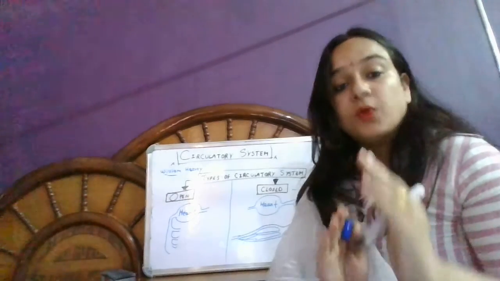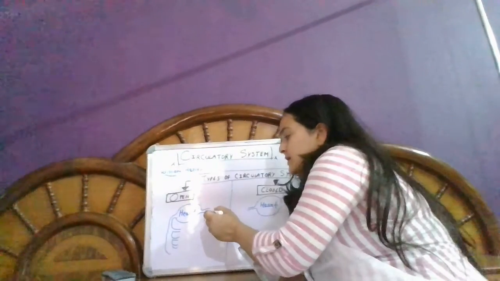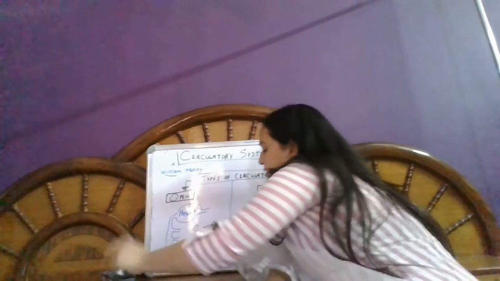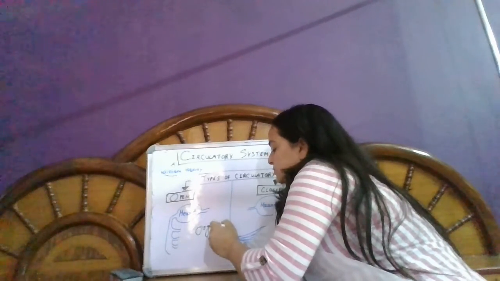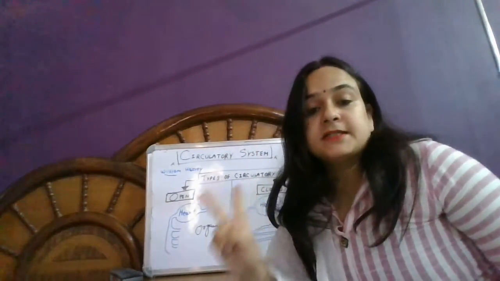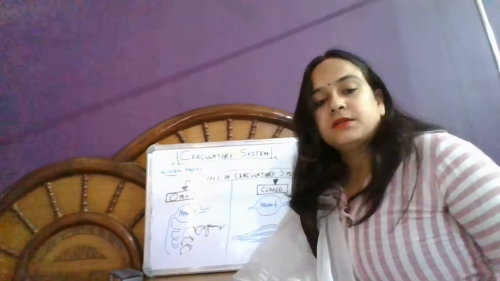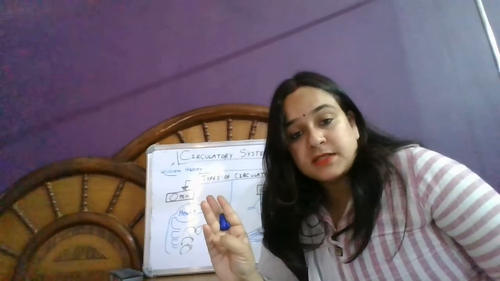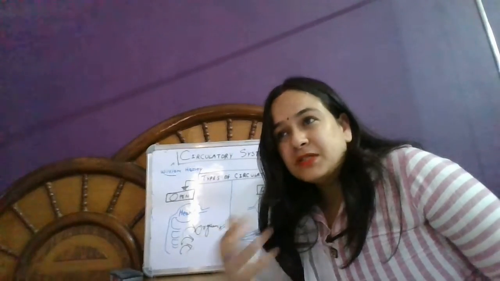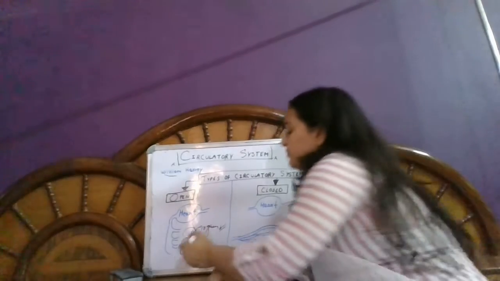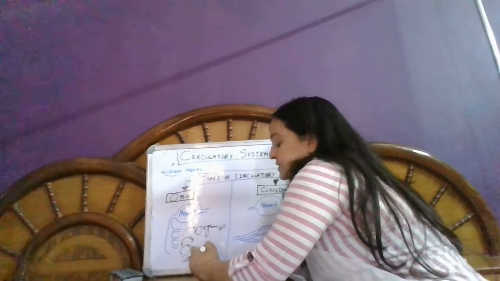So what is the basic difference between the open and closed circulatory systems? In the open circulatory system, there is a heart which pumps the blood directly to the organs of the body. Points to be noted: the blood is poured out directly to the organs, there are no blood vessels, so there is no pressure, and the blood gets much wasted because there are no specific vessels for carrying the body fluid or blood. An example of this is the cockroach.